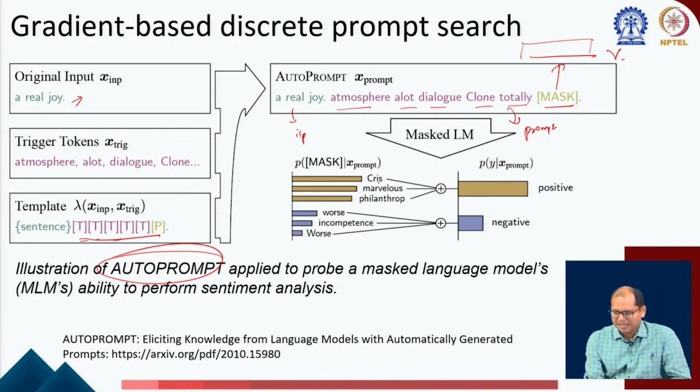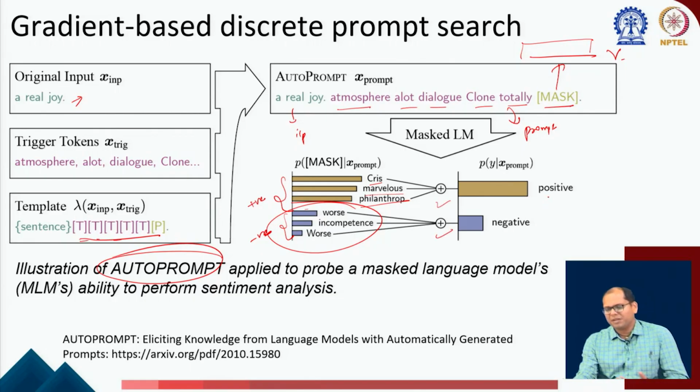So they find the label words. Again, they may not completely make sense, because this also has a search procedure. Chris, marvelous, philanthrop: marvelous actually makes sense. These three are the label words for the positive class, and worse, incompetence, worse also seem to make sense. They are for the negative class. So what they do is compute the probability for the label words of the positive class and add that up, then compute the probability for the label words of the negative class and add those up, and this will give you the probability for positive and negative.